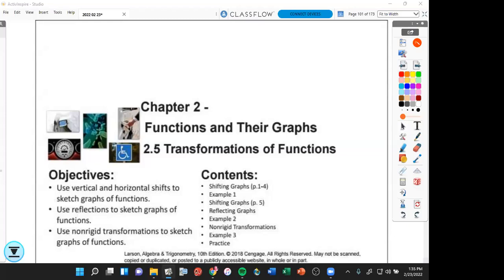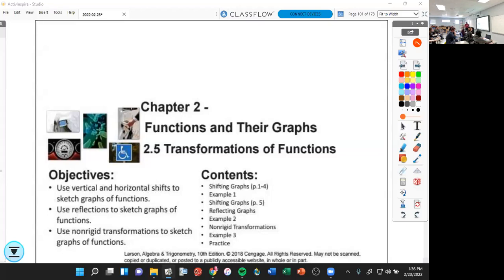So 2.5, we're talking about transformations. We're going to talk about both rigid and non-rigid transformations. A rigid transformation would be like me walking across the room, right? My shape's not changing. I hope I might be getting fatter, but that's rigid. A non-rigid would be grabbing a gummy bear and squishing it, right? That gummy bear became wider, right? So that's rigid and non-rigid.